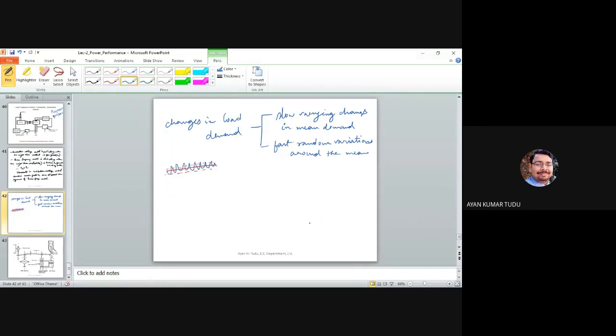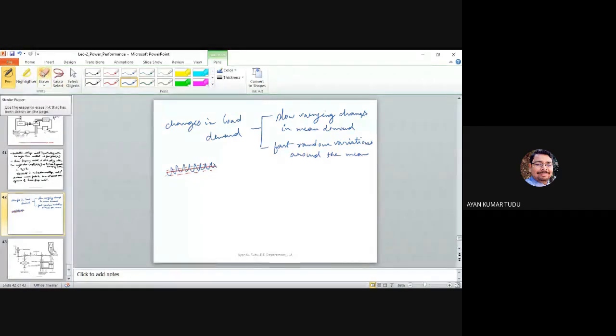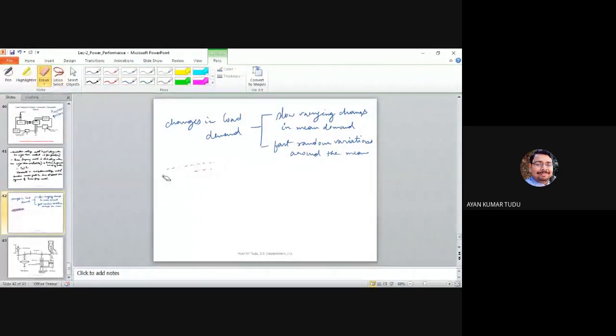Please remember that the regulators we have talked about are specifically designed to be insensitive to these fast random changes. Otherwise, the system would be prone to hunting, resulting in excessive wear and tear of the rotating machines and the control equipment.